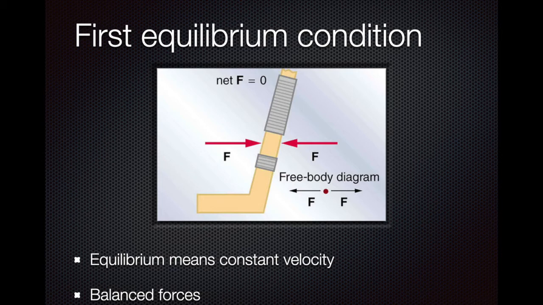So we see the free body diagram there. The forces balance out, so the net force is zero. Right, so we would have constant velocity. If the stick were initially at rest, it would stay at rest. If it were initially sliding in some direction, it would keep sliding in that direction at the same velocity as long as the forces are balanced.